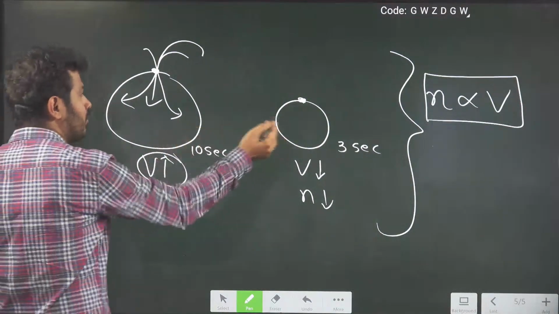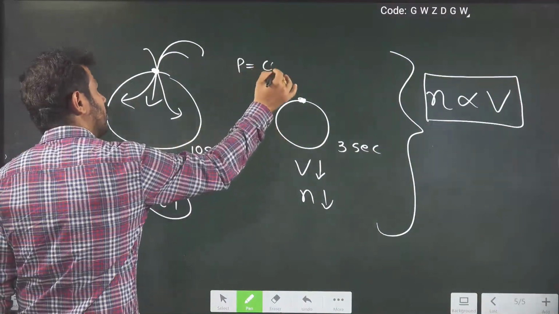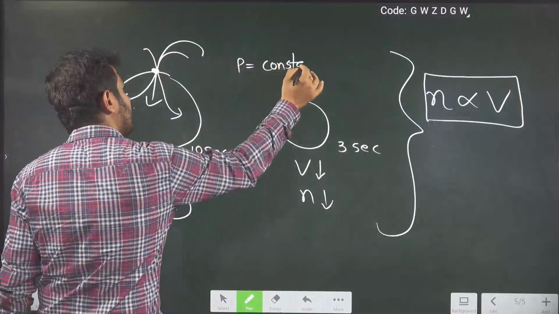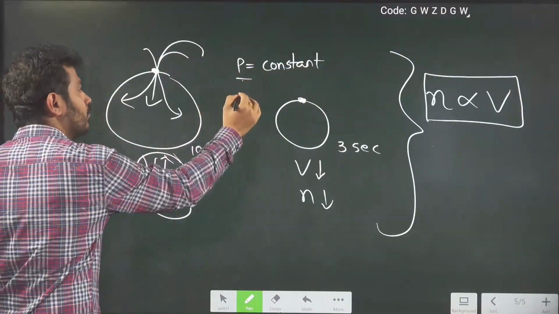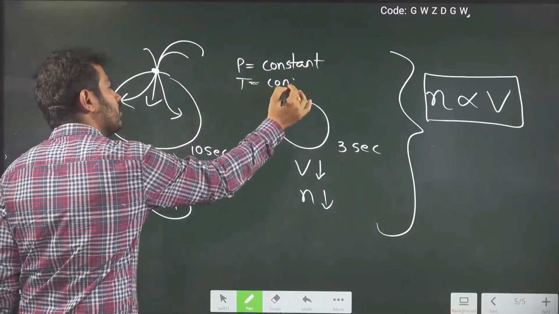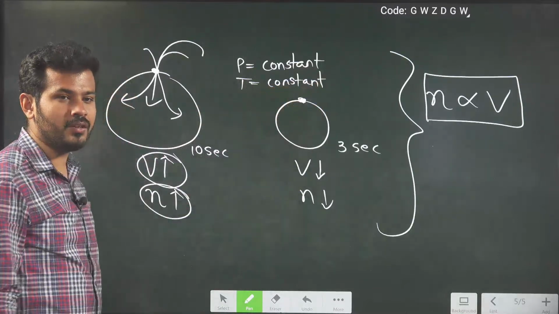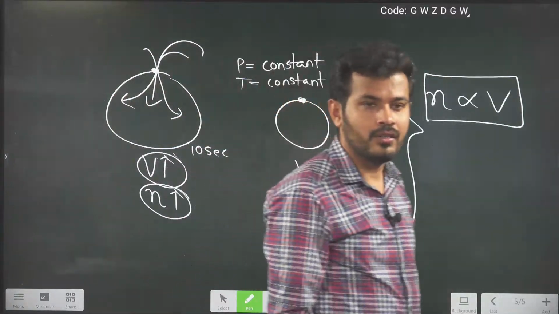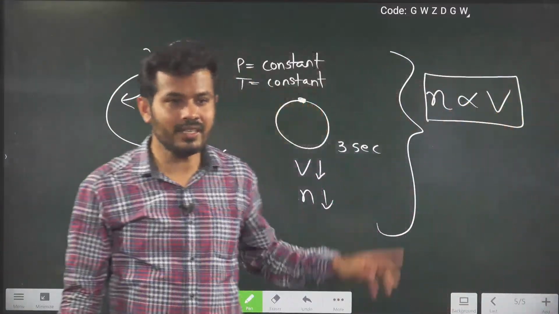Suppose that in both of these cases we are having the same pressure. Pressure is constant. We are maintaining the pressure constant. Let us say temperature also we are maintaining constant. Yes, we have to maintain the pressure and temperature constant.